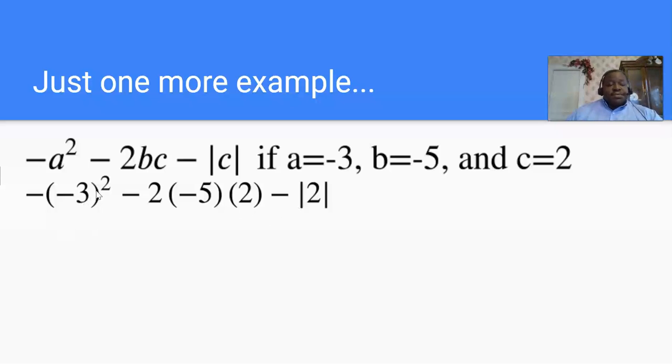All right, here we're going to deal with the exponent. The negative 3 squared is going to be a positive 9. And then that negative on the outside, we bring that down. Negative 3 times negative 3 is going to give us a positive 9, so you have the negative 9. Negative 2 times negative 5 is positive 10 times 2. Absolute value of 2 is positive 2. We bring that minus sign down. So negative 9 plus 10 times 2 minus 2.